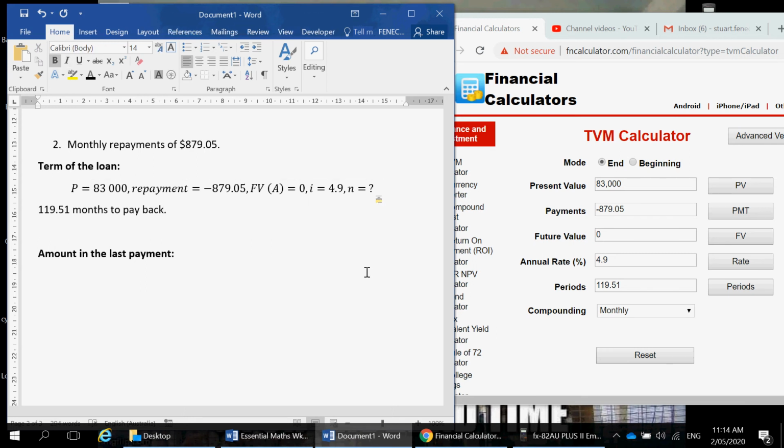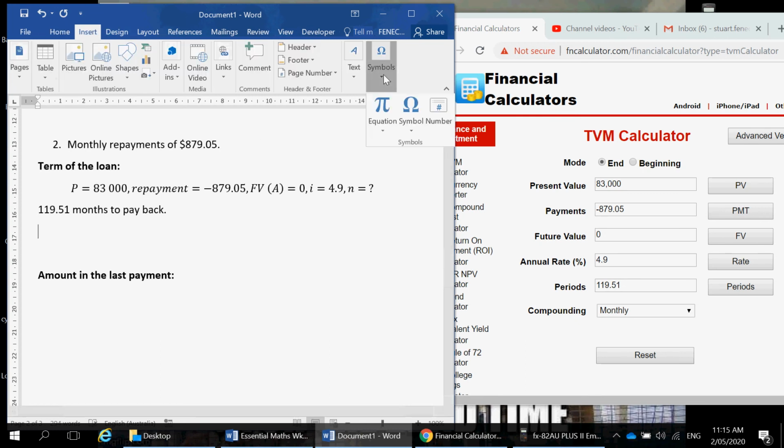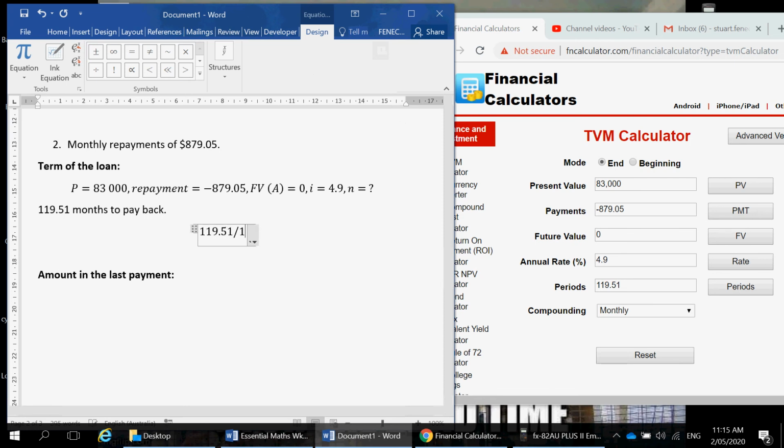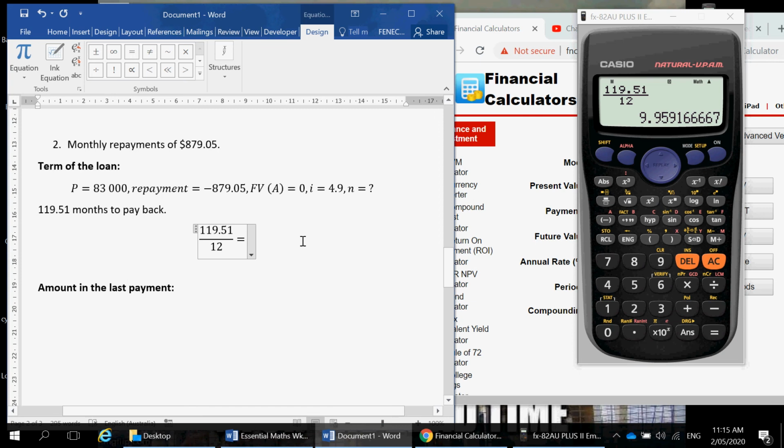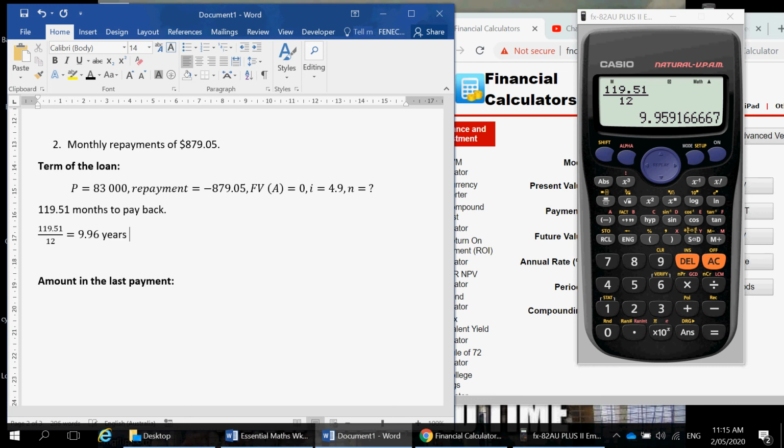So firstly, let's look at term of the loan. If it's that many months, how many years would it be? Remember that to turn months into years, we would divide by 12. 119.51 divided by 12 is going to give us 9.96 years. So it's slightly less than 10 years. So notice that this is going to actually be paid back very slightly quicker than if you had the quarterly repayments. Remember, the quarterly repayments took precisely 10 years, but the monthly repayments, it's just under that.